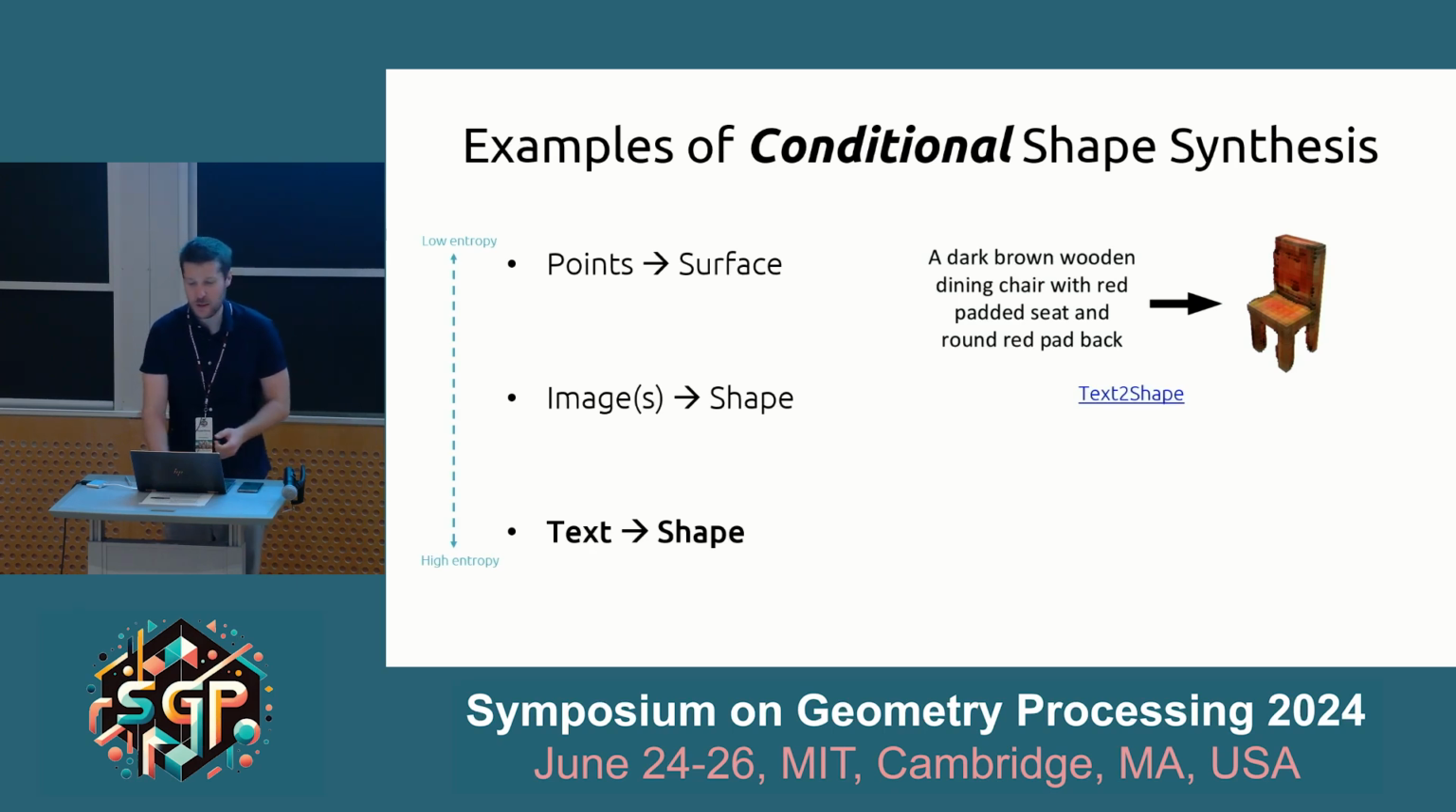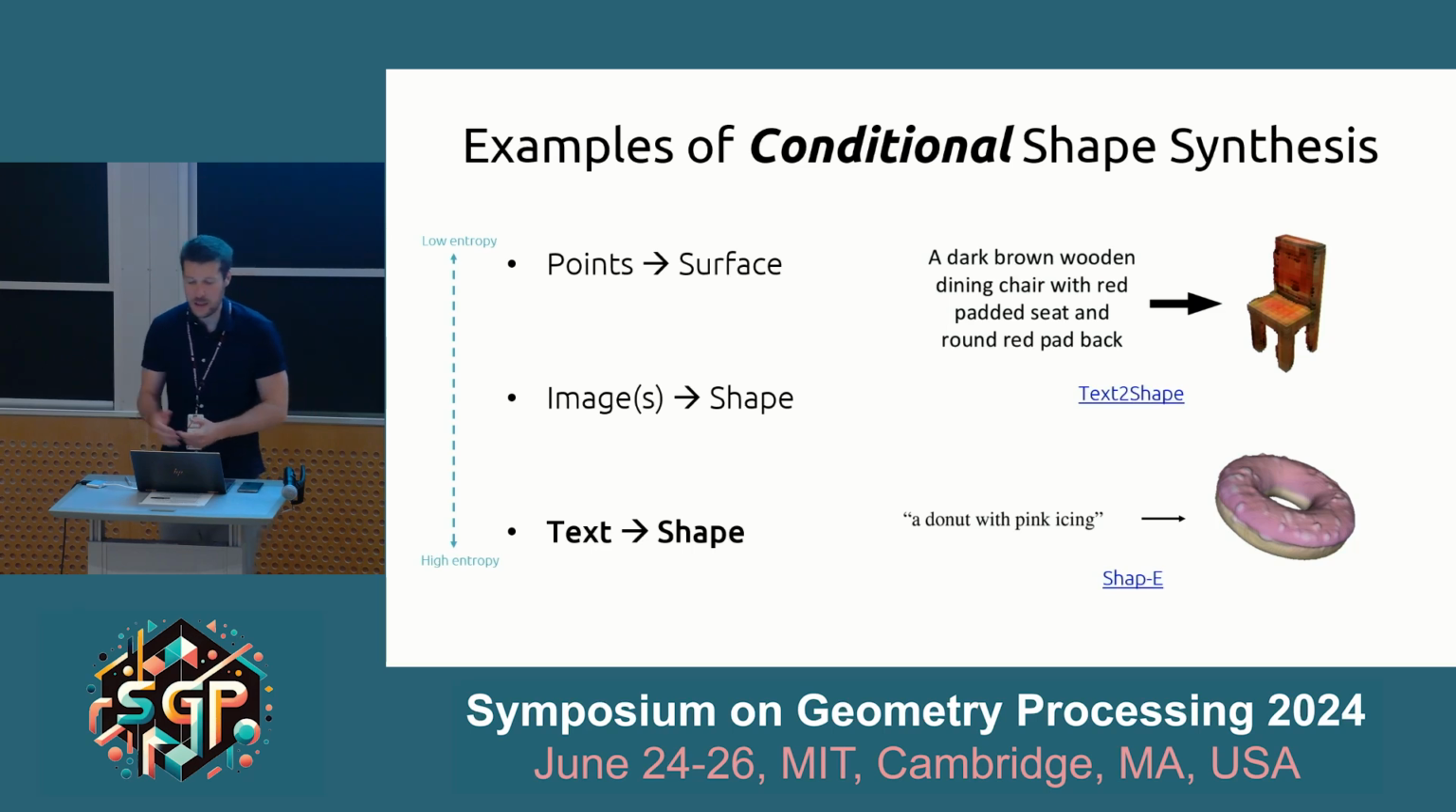Nowadays, there's been a lot more work. Obviously, people have seen the explosion of interest in text-to-image generative models, and so some of that has bled over into text to 3D. So we have things like OpenAI's Shap-E, which I think produces a lot more evocative outputs now. So I'd argue this looks more like a donut with pink icing than the output above looks like the description that was given for it.